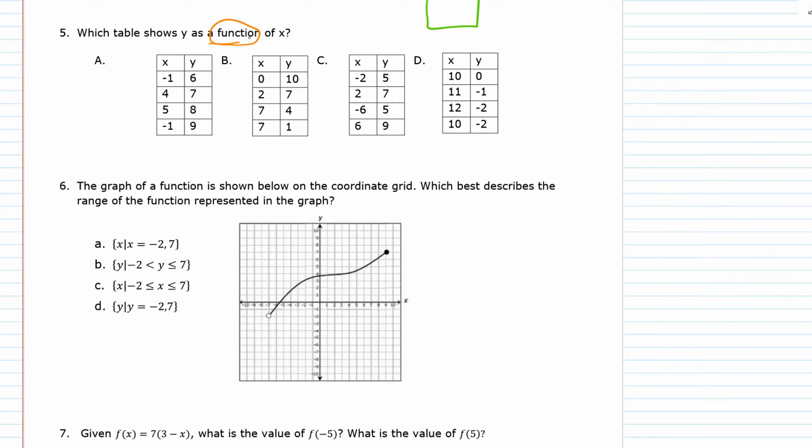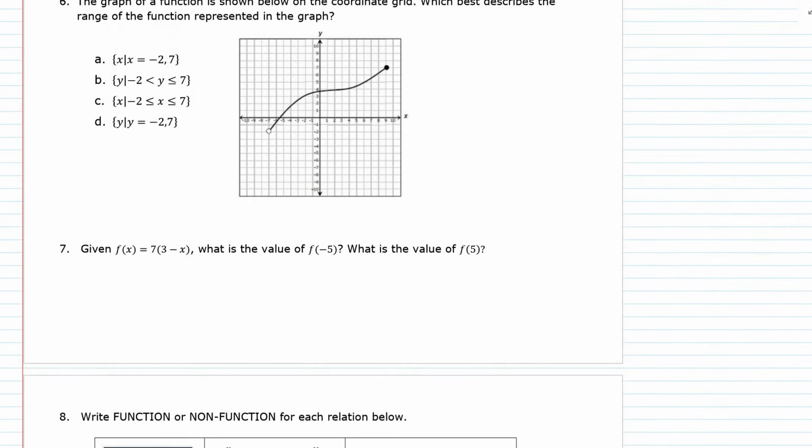Alright, question number 5 asks which one is a function, so we're doing function identification. You remember the rule for function identification is that the set of domain cannot repeat, so none of the x's. No repeat, no repeat. Here's the -1. That's not our answer. 7's repeat, that's not our answer. -2, 2, -6, 6, none of those repeat. 10 and 10 repeat, so the answer is C.